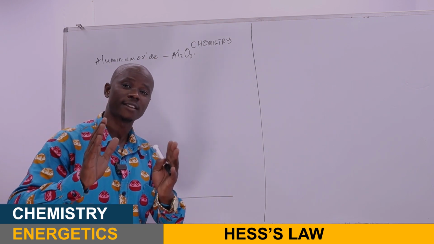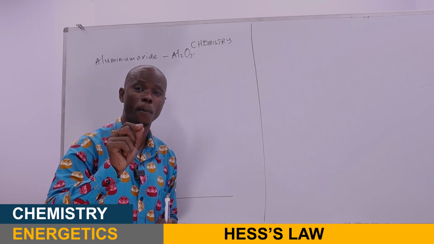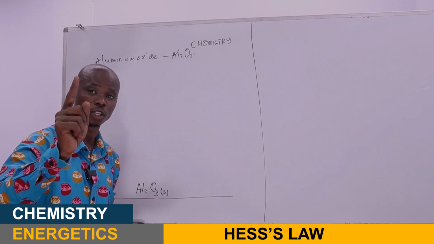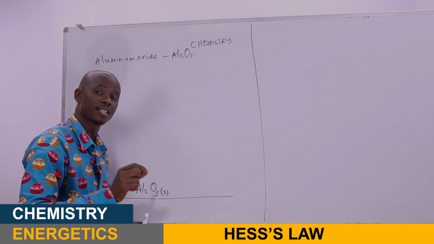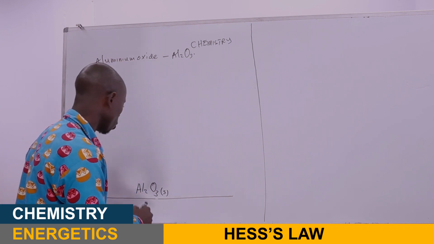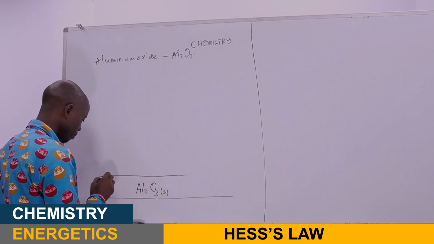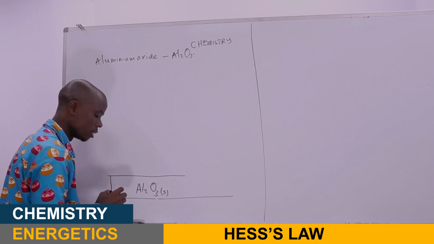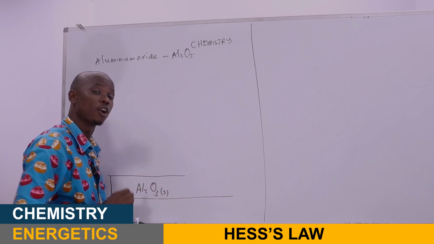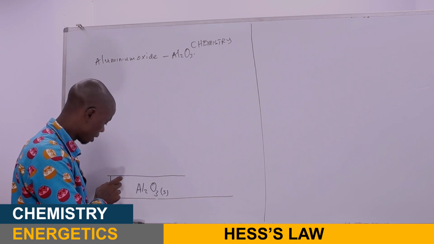But when we talk about the enthalpy of formation, the formation of a compound, that means the elements which make that compound should be in the pure standard state. The pure standard state of aluminum is solid because it is a metal. The pure standard state of oxygen is a gas, a diatomic molecule, because it is a non-metal. So you write these elements at the top of this one. The arrow will point downward. Why? Because the enthalpy of formation of aluminum oxide is an exothermic process.